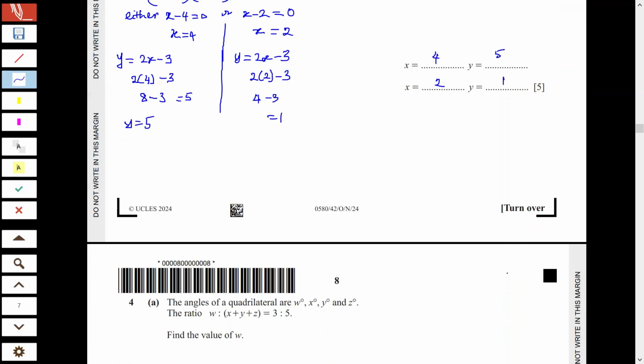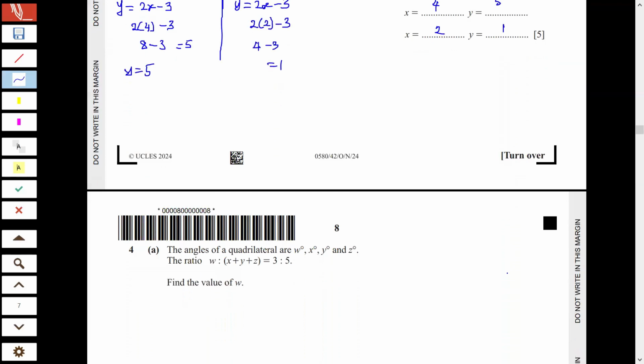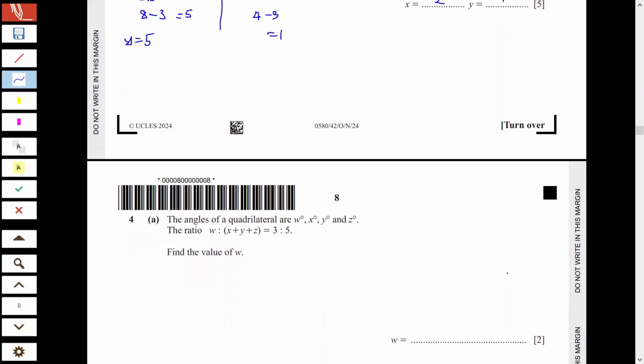So the next question here, question number 4. The angles of a quadrilateral are w degrees, x degrees, y degrees, and z degrees. The ratio w to x plus y plus z is in the ratio of 3 to 5. Find the value of w.